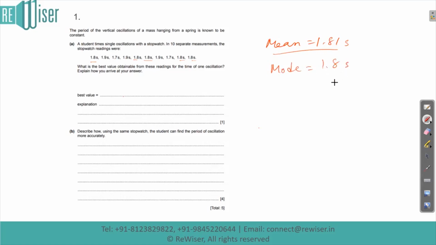That's why you can also choose 1.8 as the best value. The explanation will be, obviously, the most repeated value, which is nothing but the mode. So these are two ways to answer this question. Describe how, using the same stopwatch, the student can find the period of oscillation more accurately.